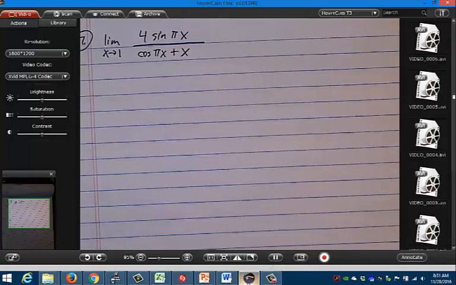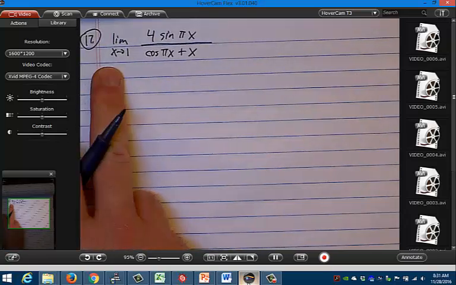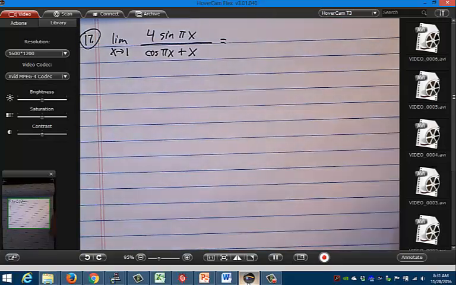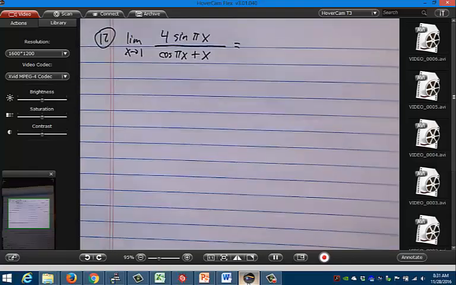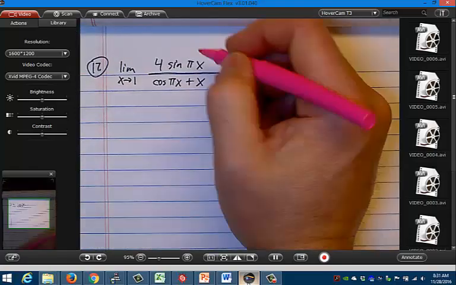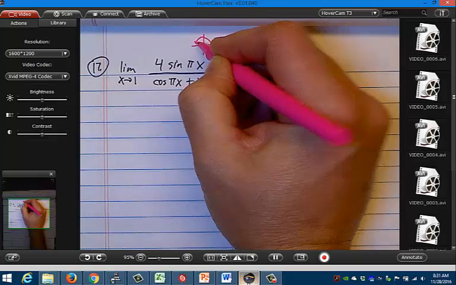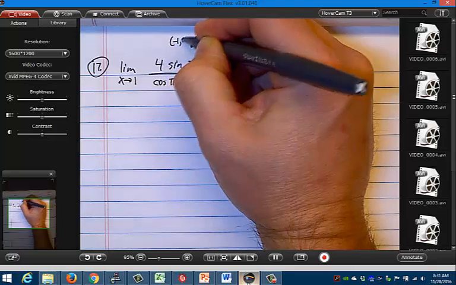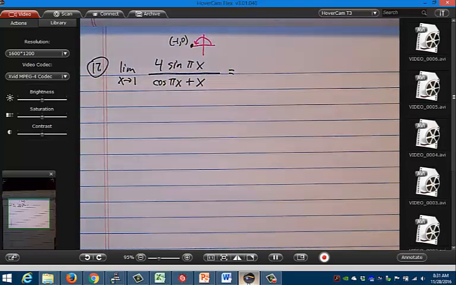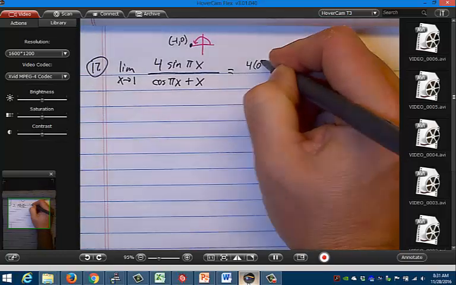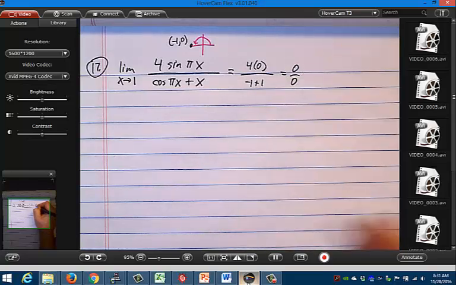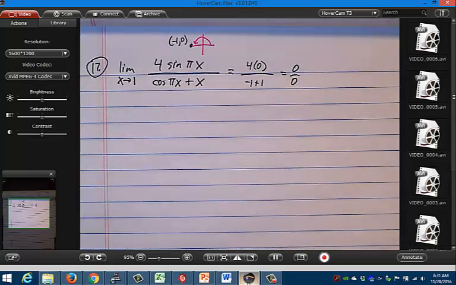So again, first thing to do is just check when you plug in 1, what do you get? Again, this is all about trig. It's all about the unit circle. When I talk about pi, my picture is this angle. So that's the point negative 1 comma 0. All right, so in the numerator I get 4 times 0. In the denominator I get negative 1 plus 1, so yes, we do get 0 over 0. Okay? So then, Joe, what do I do now?